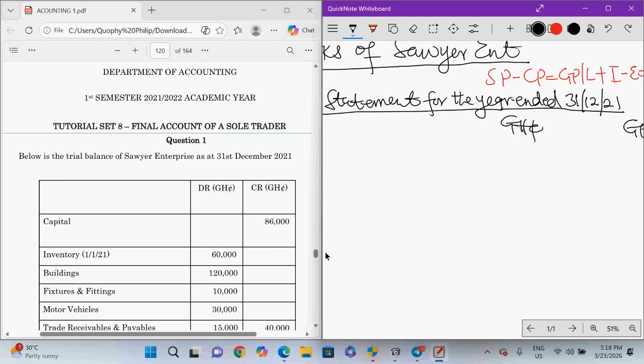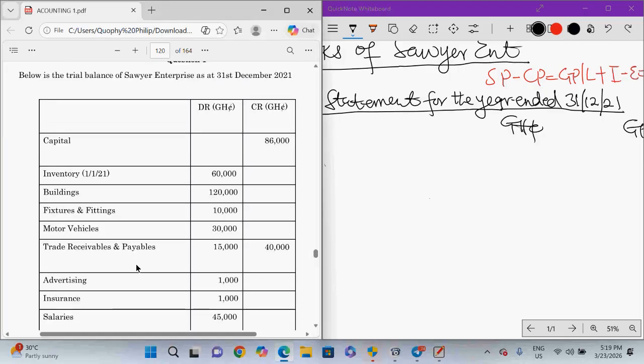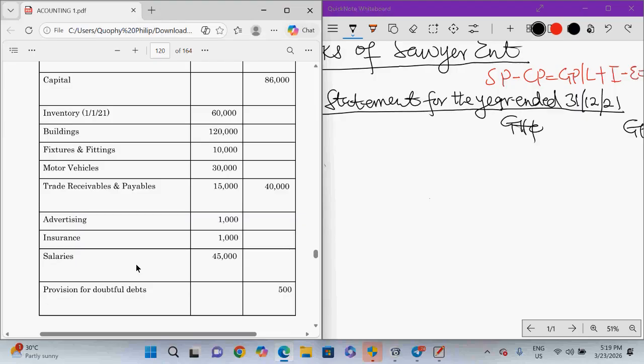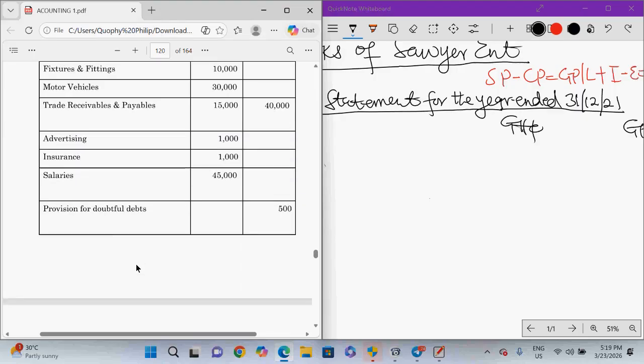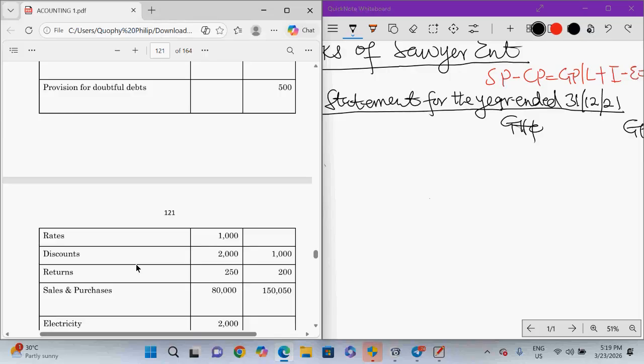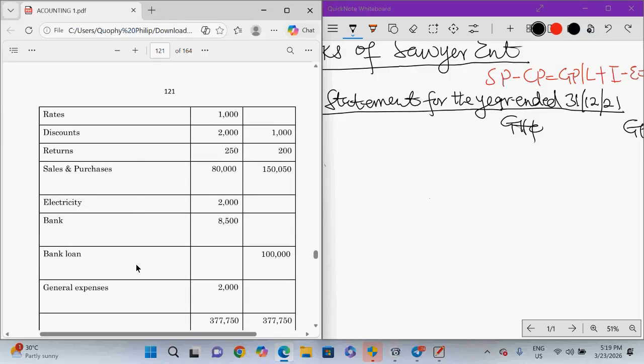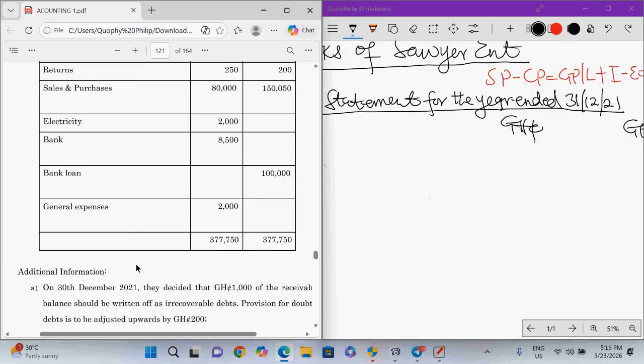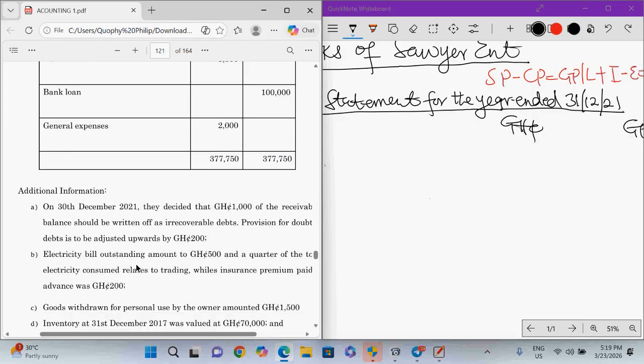Once you get a question like this, it is prudent that you just start from the beginning, like how I'm going to do it. Capital, inventory, you just mention it on your lips. Capital, inventory, building, fixtures and fittings, motor vehicles, trade receivables and payables, advertising, insurance, salaries, provision for doubtful debt, rate, discounts, returns, sales and purchases, electricity, bank loan, general expenses.